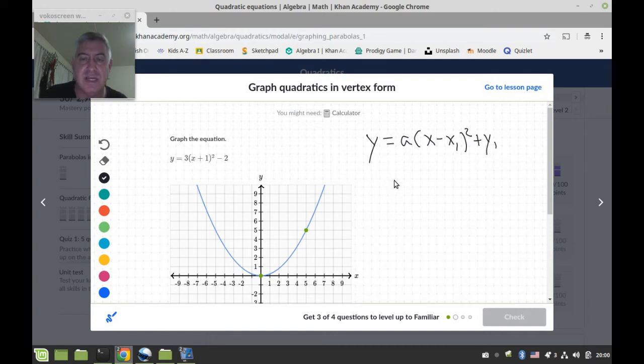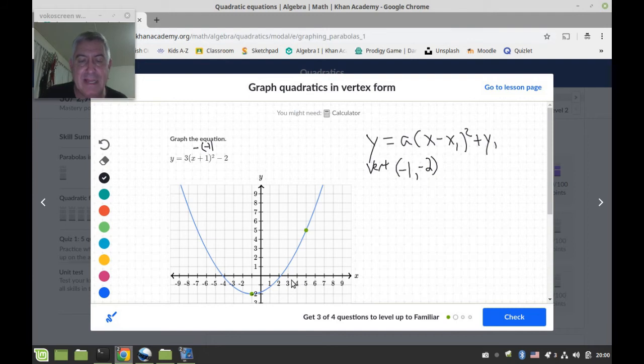It's getting a little late here. So I want to find x minus x1. I want to know what x1 is, and I want to know what y1 is to find my vertex. So x minus x1, I have plus 1 here, so I know this is minus negative 1. And I've got a plus y and minus 2, so I know my y value for my vertex is negative 2. So there's my vertex.